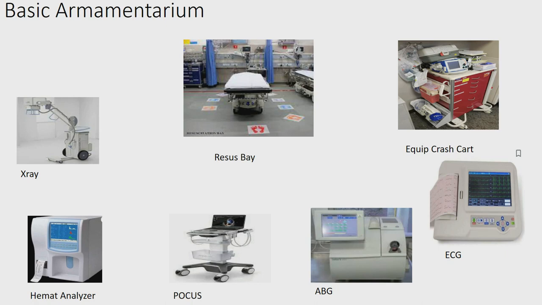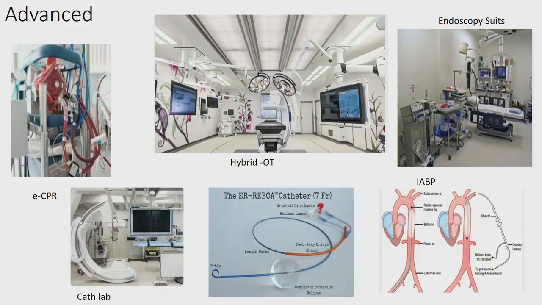When the patient is stabilized, depending on the need, the patient may be shifted to radiology services, imaging for CT, MRI, and maybe the OR area. If you look at the advanced armamentarium, a patient may require a hybrid OT.